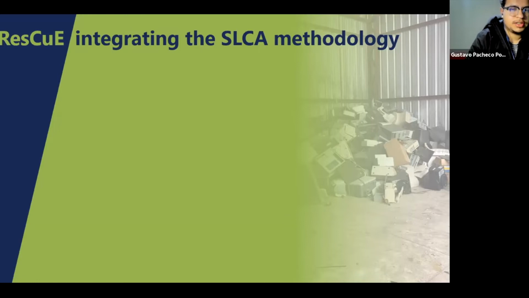The objective of this project is to implement and design a sustainable e-waste management system for the city, considering circular economy principles for value retention. But how can we integrate the SLCA methodology for assessing this project? In this case, we focus on 4 main topics that we consider critical.